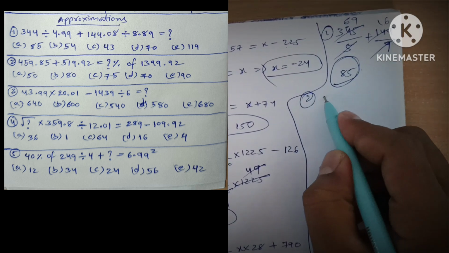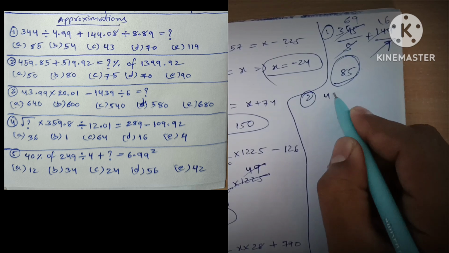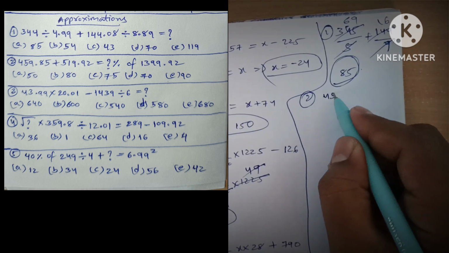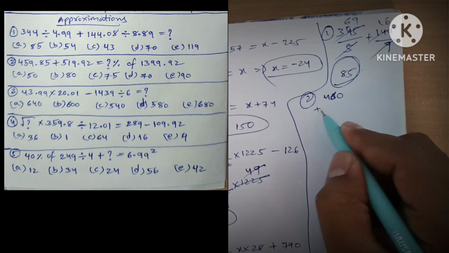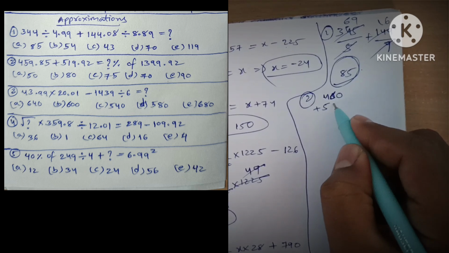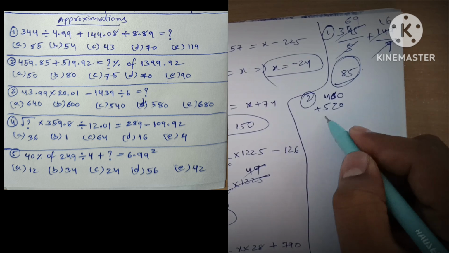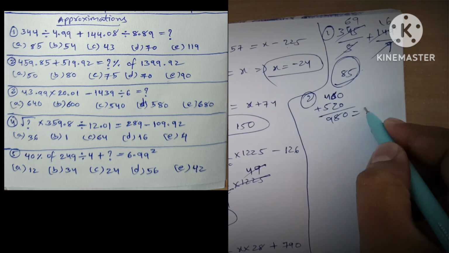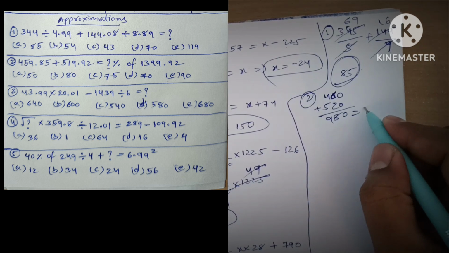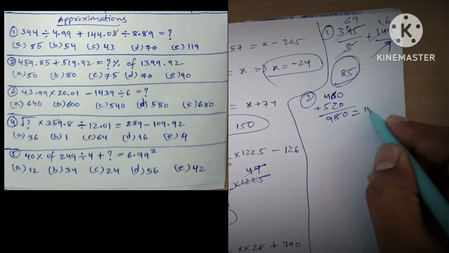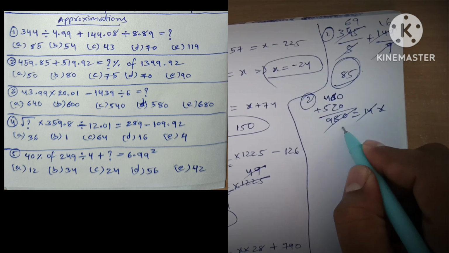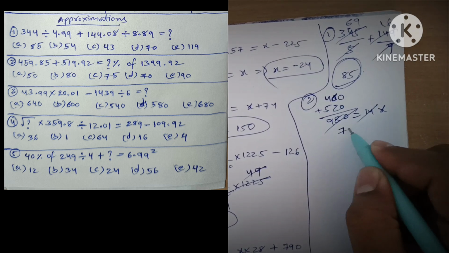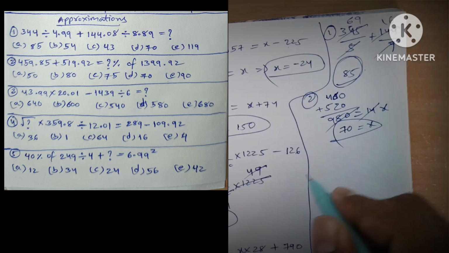Second one, 459.85 means 460 plus 519.92, 520 equals to x percent of 1399.92 means 1400, 14x, 14 70 times. Therefore x is equals to 70.